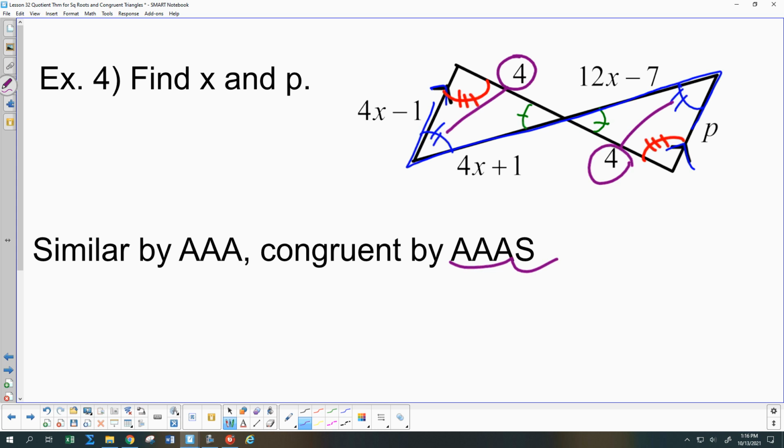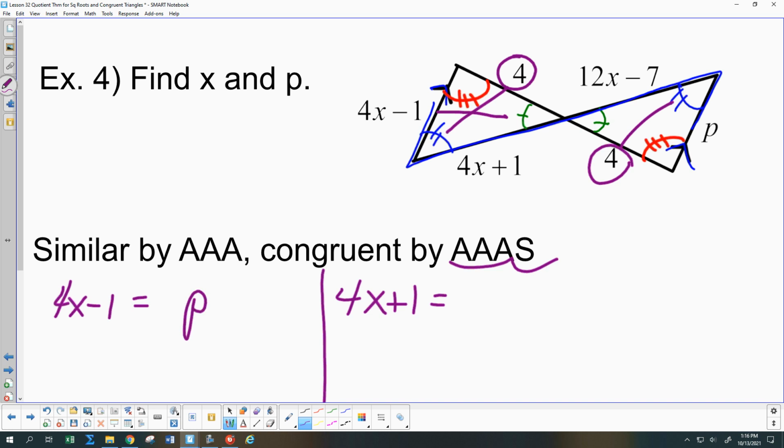So now I can write down my other corresponding sides are equal. I've got 4x minus 1, and I can figure out what its corresponding side is. And I've got 4x plus 1, and I can figure out what its corresponding side needs to be. So 4x minus 1 is across from 1 green tick mark. What's across from 1 green tick mark in the other? That doesn't give me a lot to work with. I don't know either X or P in that, and I've only got one equation. Let's get the other one written down and see if that's going to help us any.